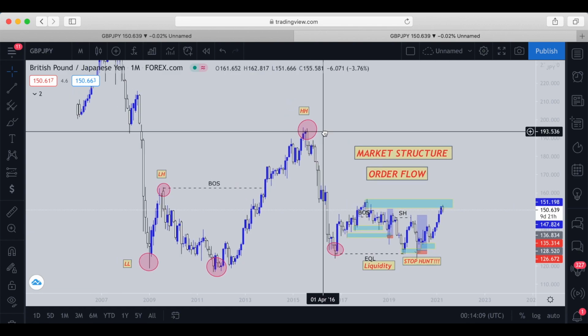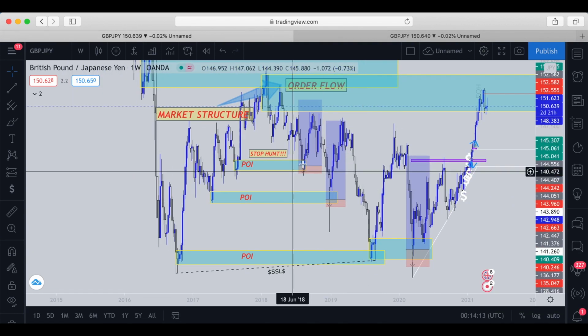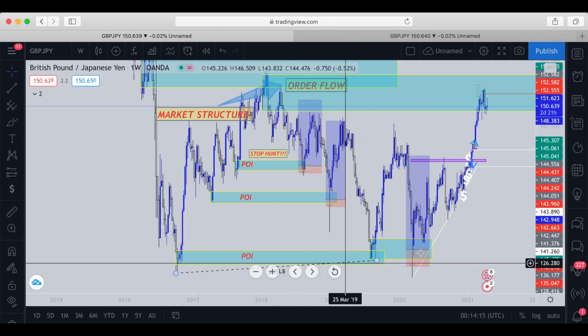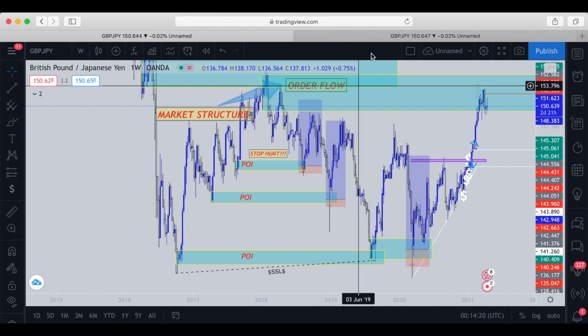So I'm gonna show you guys how and why you're getting stopped out here, here. This one held, why it held, and why you're getting stopped out here.